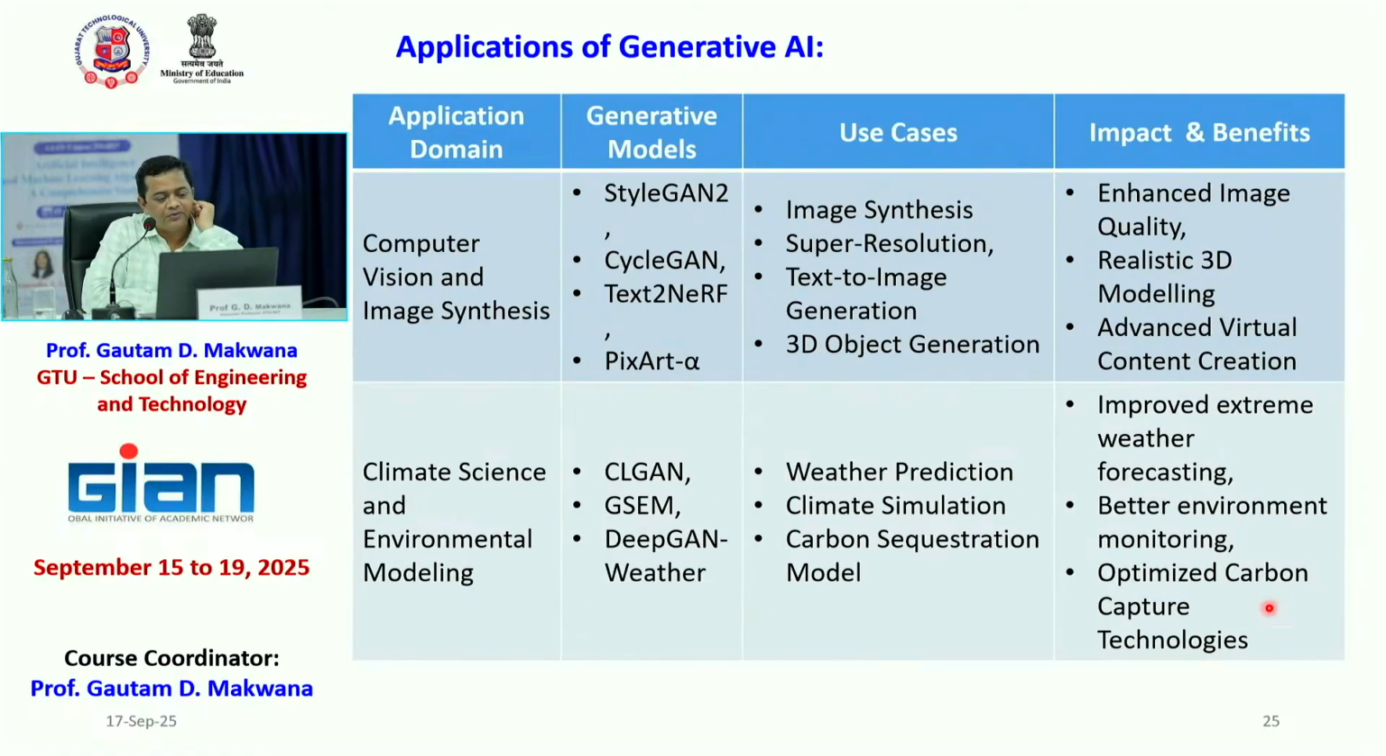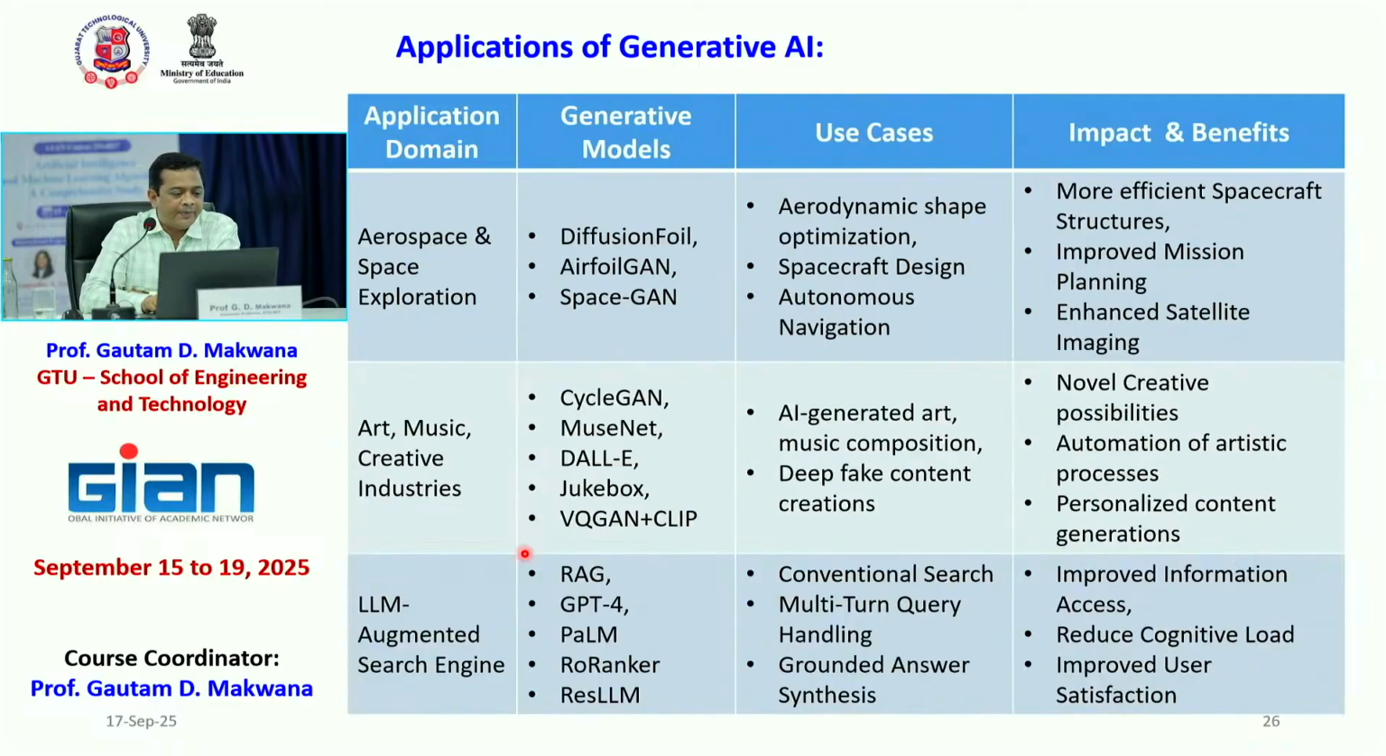Then there is computer vision and image synthesis using generative models, GAN models, and different models. Use cases are image synthesis, super resolution, text to image generation, and 3D object generation. The impact and benefit are enhanced image quality, realistic 3D modeling, advanced virtual content creation, and climate science and environment. So these are just examples of the application of AI.